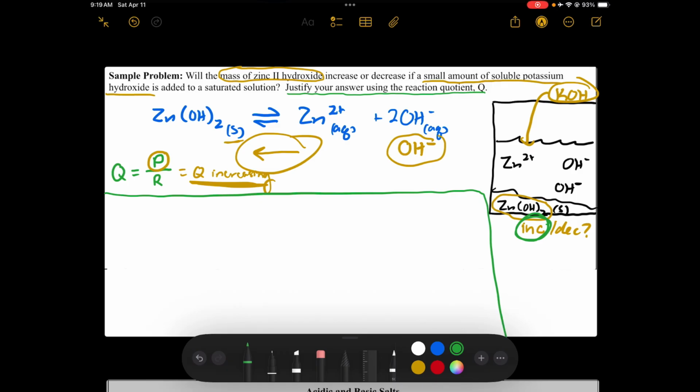Our question asked, will the mass of zinc hydroxide increase or decrease? Well, we figured out that it's going to increase. So let's say that. So our first answer, our claim: the mass of zinc hydroxide will increase when KOH is added. That's what happens. We have to use Q to justify it, so we're going to explain what happens to Q when we add KOH.